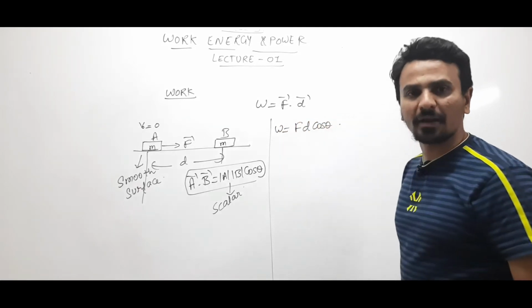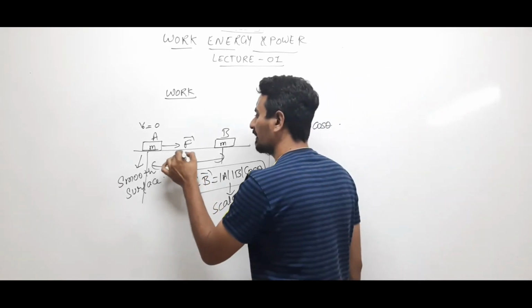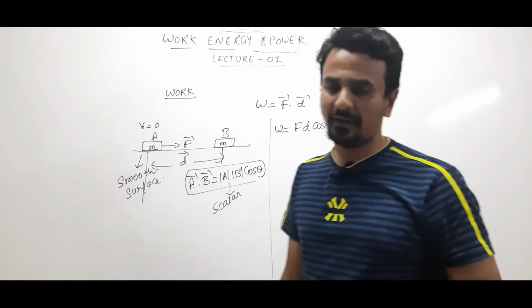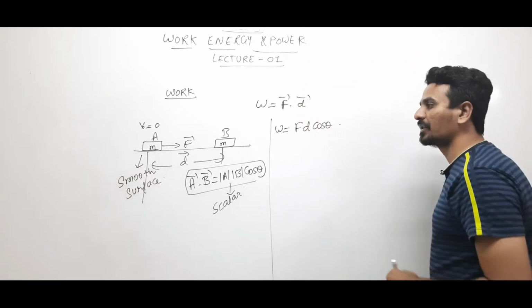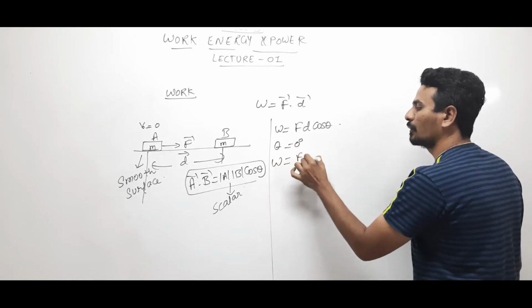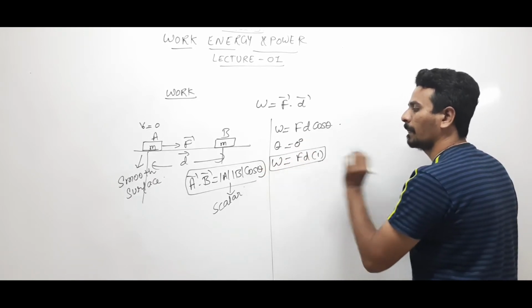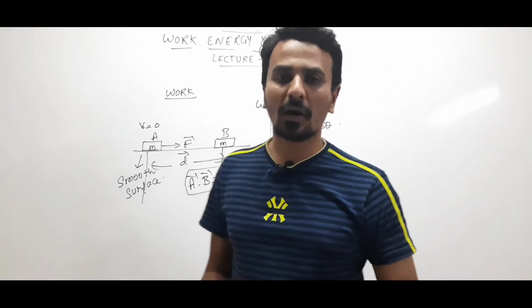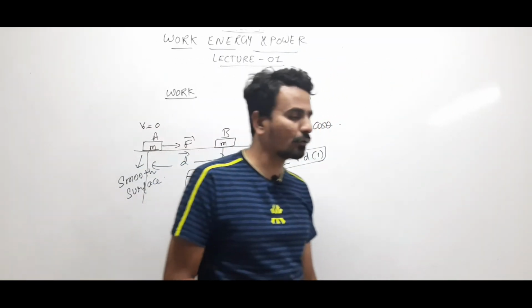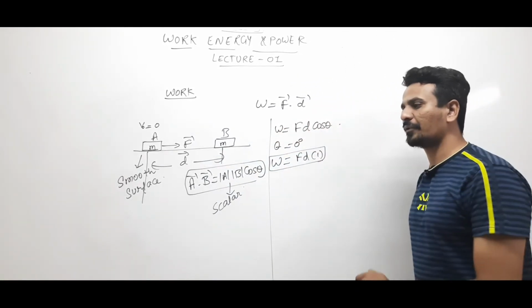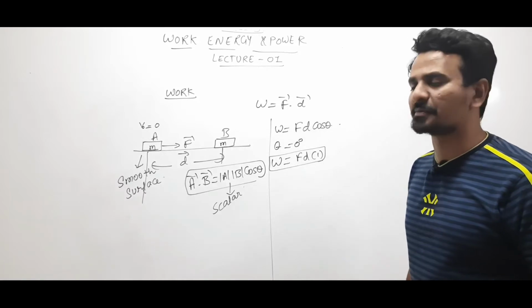In our particular case, both force and displacement are in same direction. So theta will be equal to 0 in our case. So work done is F into D, cos 0 is 1. Right? This is the simplest way to find work done, only when your force is constant, right? Okay, so we have seen that work done is actually the dot product of force and displacement.